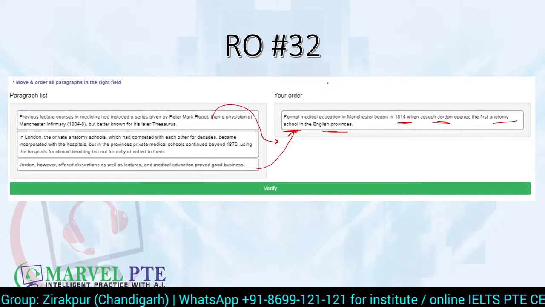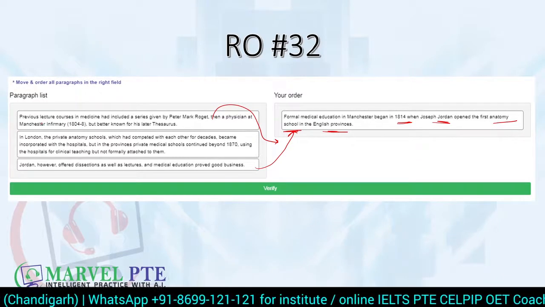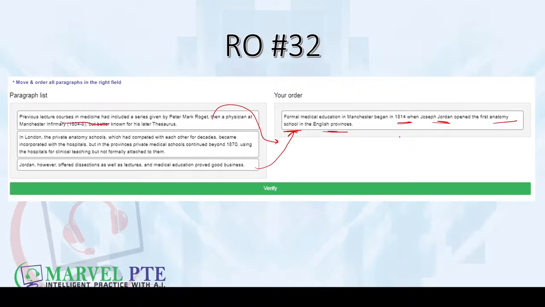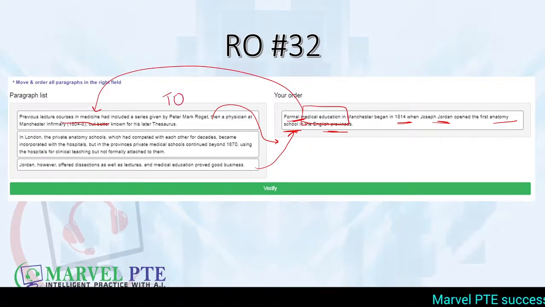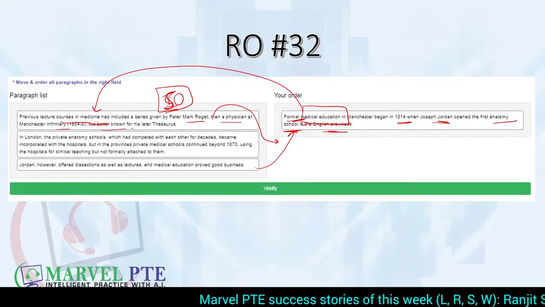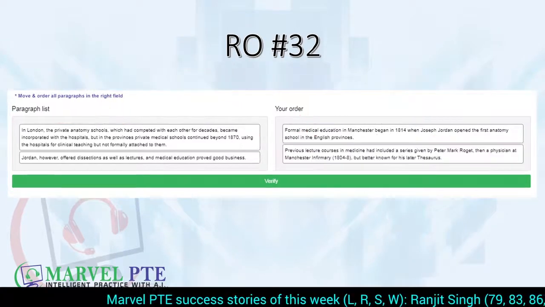रिमेंबर जो अभी हमने कहा था कि 1804 और 1808 वाला जो हम जस्ट वी डिस्कस्ड अ लिटिल व्हाइल अगो. सो प्रीवियस लेक्चर कोर्सेज इन मेडिसिन, क्योंकि यहाँ पे आपकी बात हो चुकी है मेडिकल एजुकेशन, मेडिसिन की बात हो चुकी है फॉर्मल. So that's why over here this makes sense as per our SO strategy, which is subject object strategy, which had included a series given by Peter Mark Roget, then a physician at Manchester Infirmary, but better known for his later Thesaurus. Okay, so we have selected this pair.